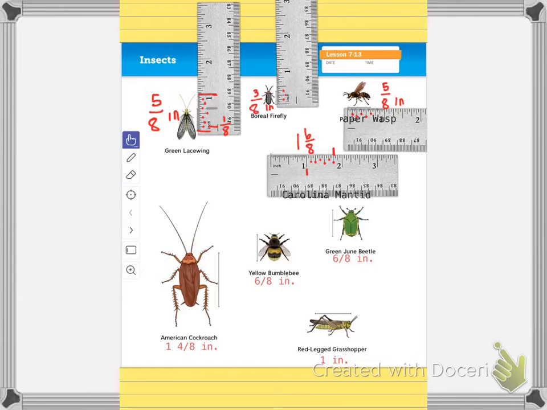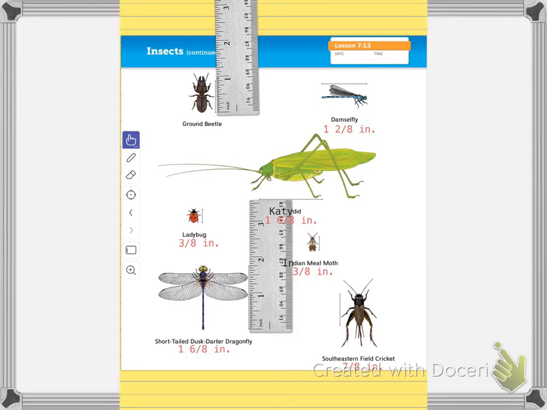All right, so we've measured the other ones. The American cockroach is 1 and 4/8 inches. The yellow bumblebee, 6/8. The green June bug is 6/8 inches. And the red-legged grasshopper is 1 inch. All right, let's go on to our next page where we have a few more bugs.